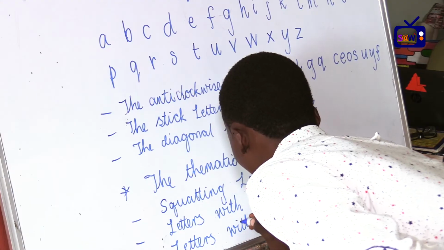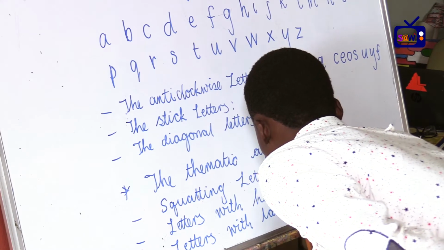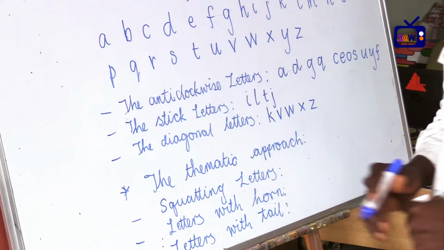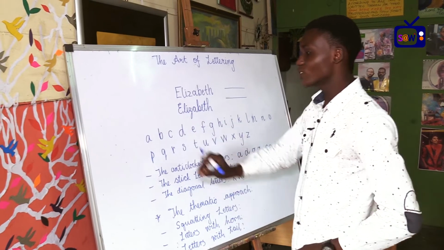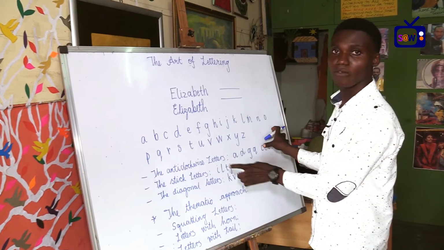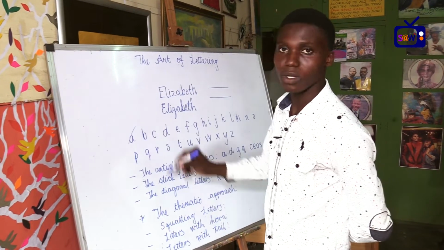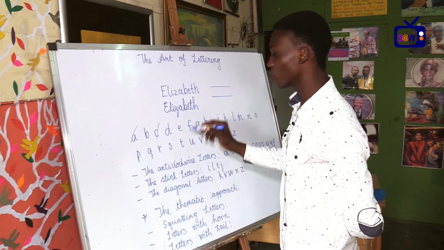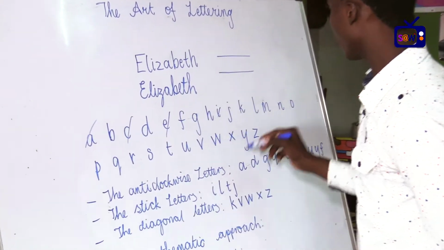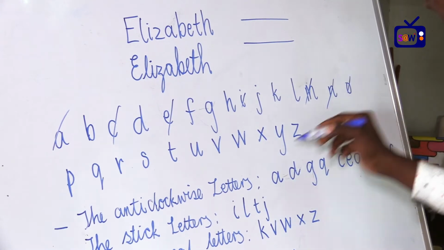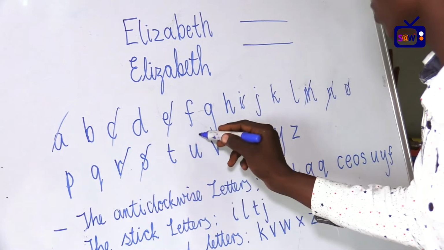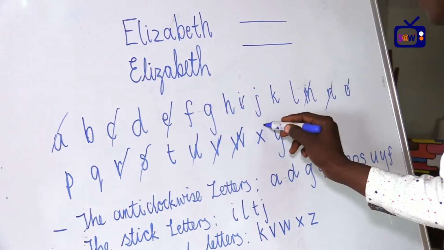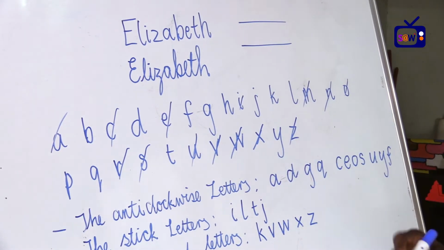What do I mean by squatting letters? Like we all know, squatting means short, to go down from your normal height. We are going to identify the squatting letters in this group from A to Z. A is a squatting letter. C is a squatting letter because it's short. E, I, M, N, O, R, S, U, V, W, X, and Z. They are all squatting letters.